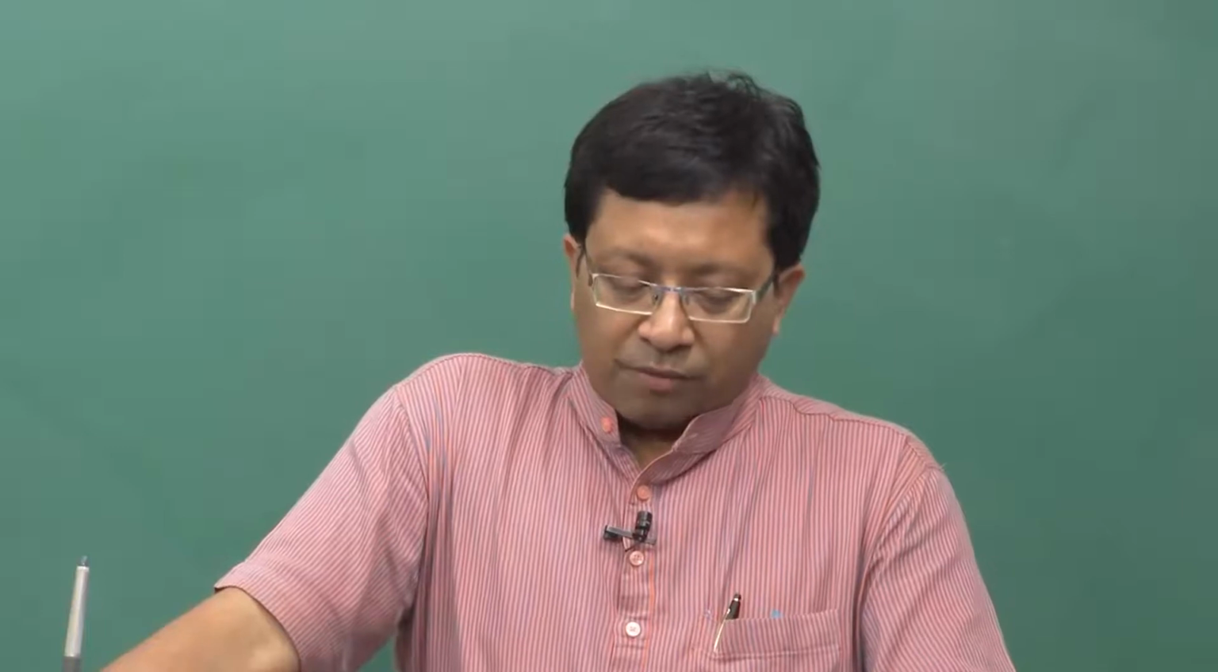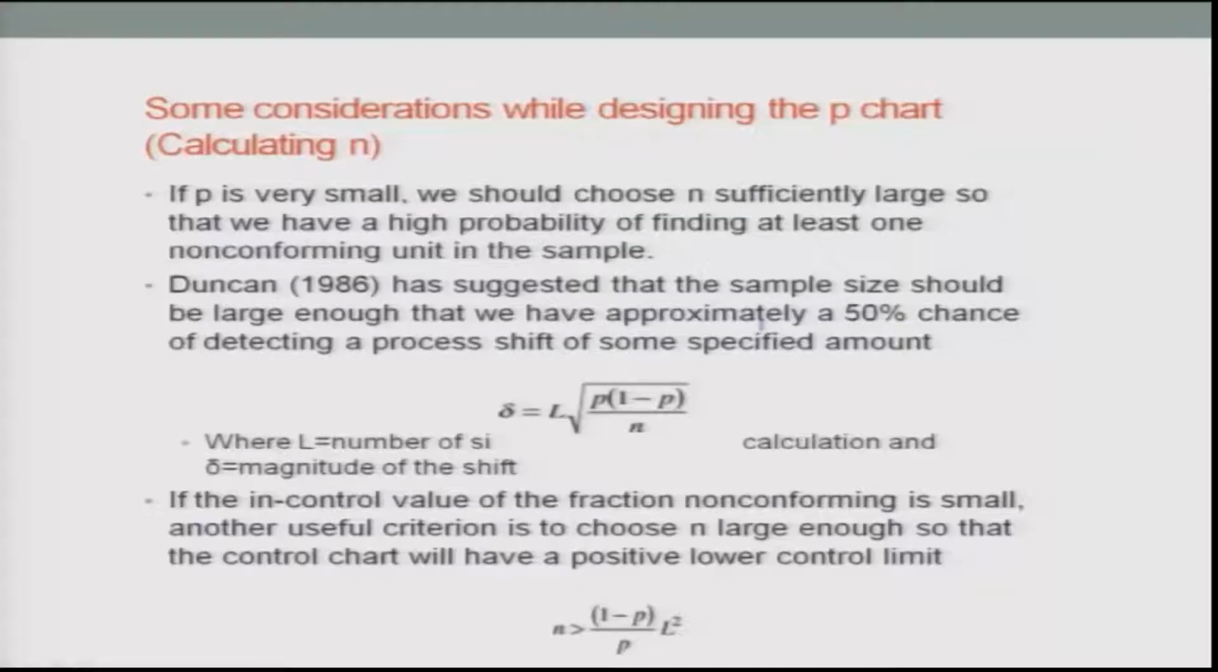In one of the very famous papers, Duncan has suggested that the sample size should be large enough that we have approximately a 50% chance of detecting a process shift of some specified amount. So, based on that you will find it out and do the work accordingly. So, this is the delta. L is basically the number of sigma limits based on which you can do the calculations, and delta is the magnitude of the shift. So, depending on the shift.